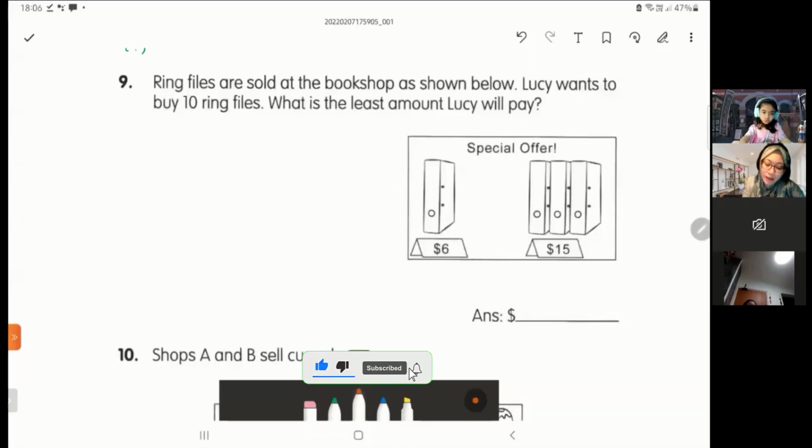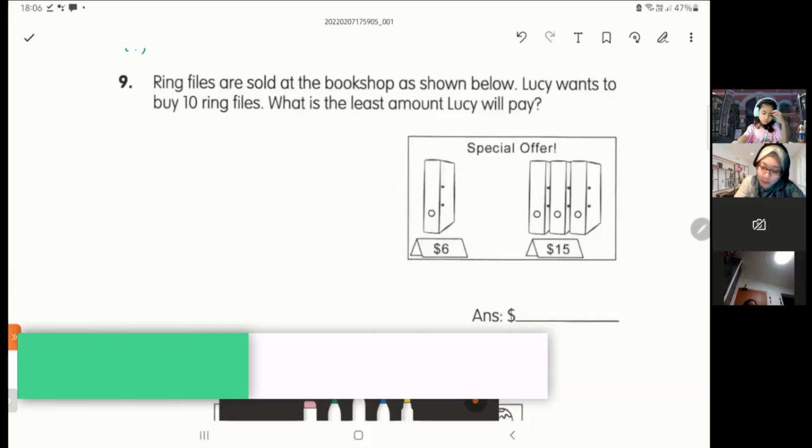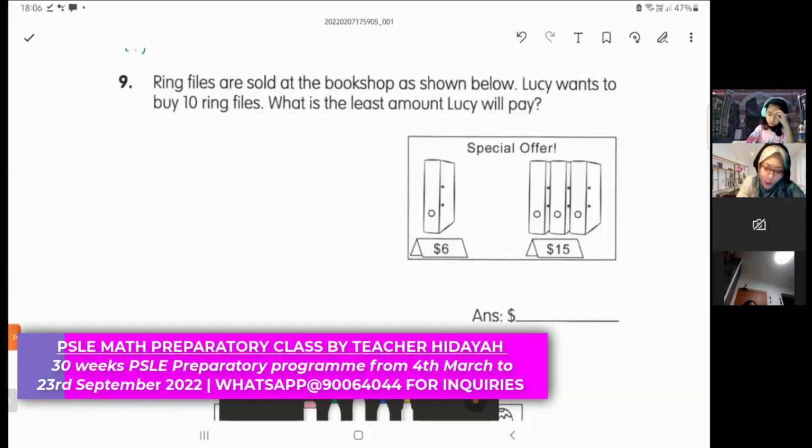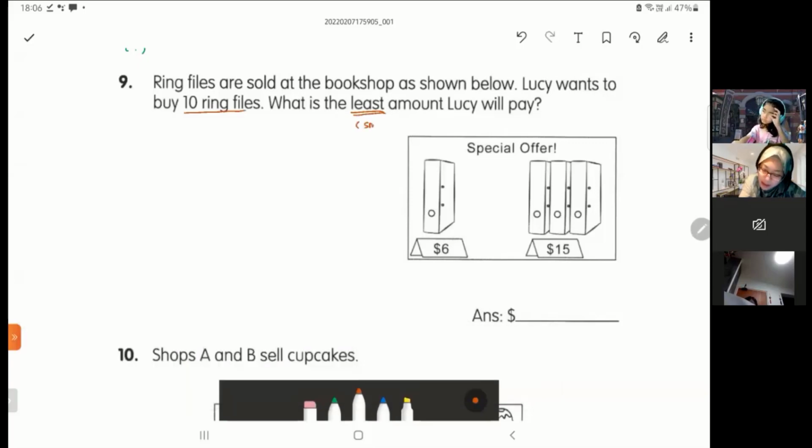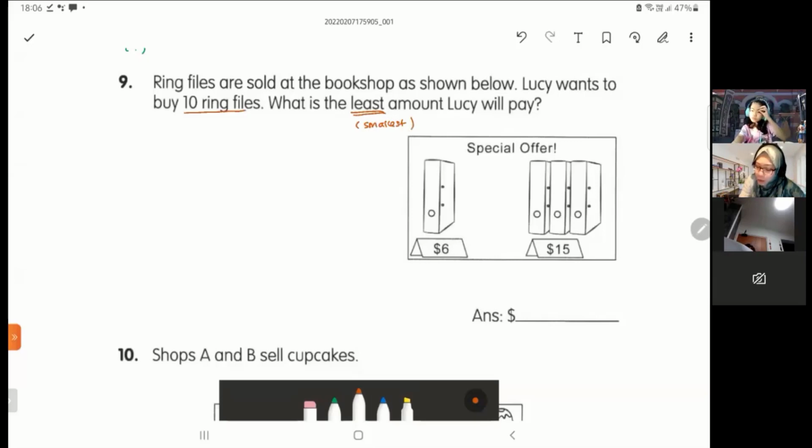Okay. Ring files are sold at a bookshop as shown below. Lucy wants to buy 10 ring files. What is the least amount Lucy will pay? Least means the smallest amount. So you know that one ring file is $6. 3 ring files is $15. Okay, so I want to buy 10.